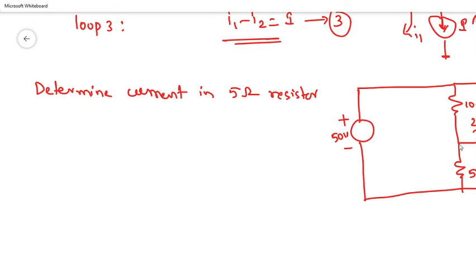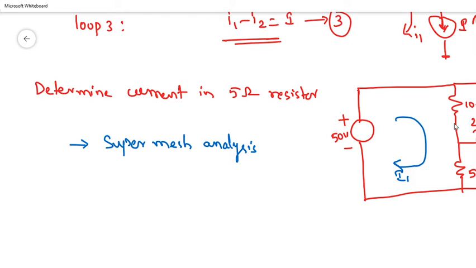So obviously we should go for which method? That is super mesh analysis. Before going for super mesh analysis, first you need to assume the currents in the loops. Here we have 3 loops. I am assuming the first current is I1 in the first loop, the second current is I2 in the second loop, and I3 in the third loop. First you write loop equation 1.